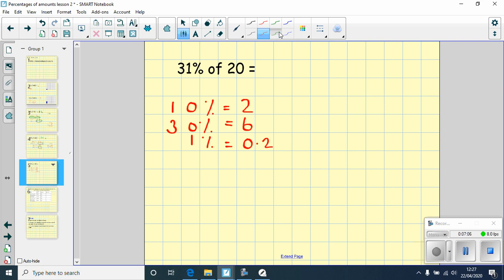So look how important the jottings are in these kinds of questions. Right, let's pick out which bits I want. I want 31%, so I need 30%, which is there. And I need the 1%, which is there. So 6 add 0.2 is going to be 6.2. And that's your answer for that one. So very similar to what we did yesterday, just a few more steps involved.